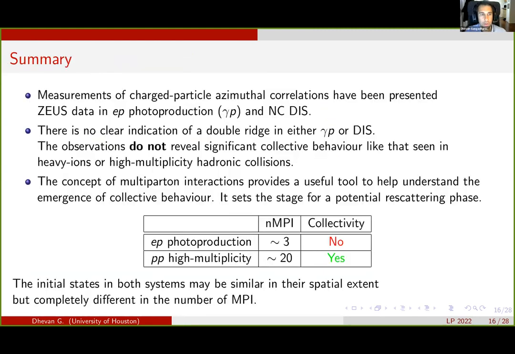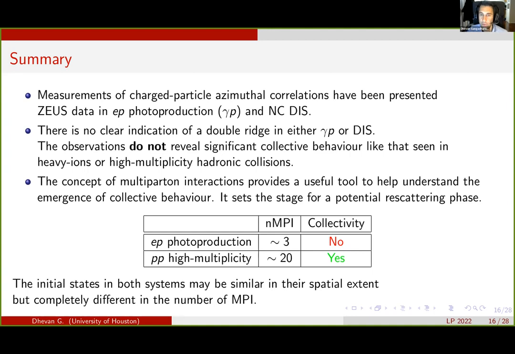So to summarize, I measured two particle azimuthal correlations in ZEUS in ep photoproduction and NC DIS. We also have many more plots for different projections of the two particle correlations and also 4 particle cumulant correlations. I didn't show those, but they're in the paper and the backup. So there's no clear indication of a double ridge in either gamma p photoproduction or DIS.